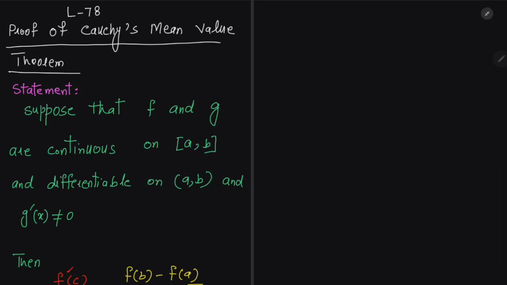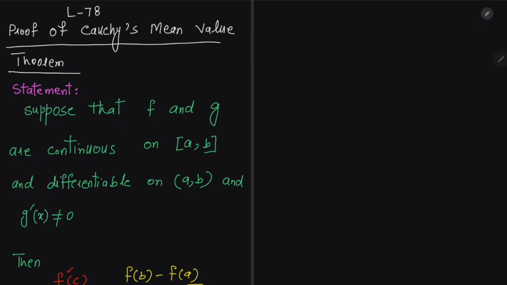In this video I'm going to prove Cauchy's mean value theorem. This is one of the very difficult theorems in this section. So we will talk about that in a moment. We will also see some examples, geometrical examples of this theorem. So let me first talk about the statement of this theorem.